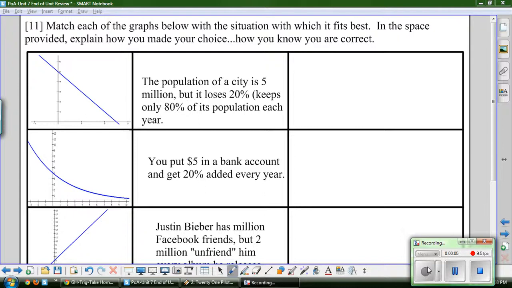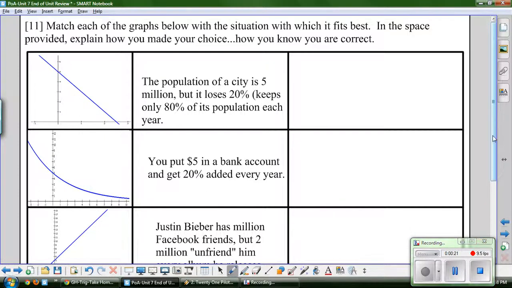We're going to match each of the graphs below to the situation which it fits best. In the place provided on the right, explain how you made your choice. I'm probably not going to write them out. I'm just going to talk them out because the job is for you to actually take that and transfer it so you can process it. And so you're going to explain how you know you're correct.